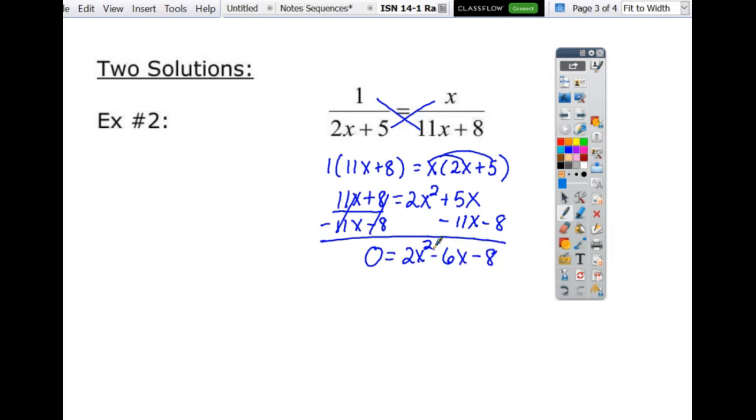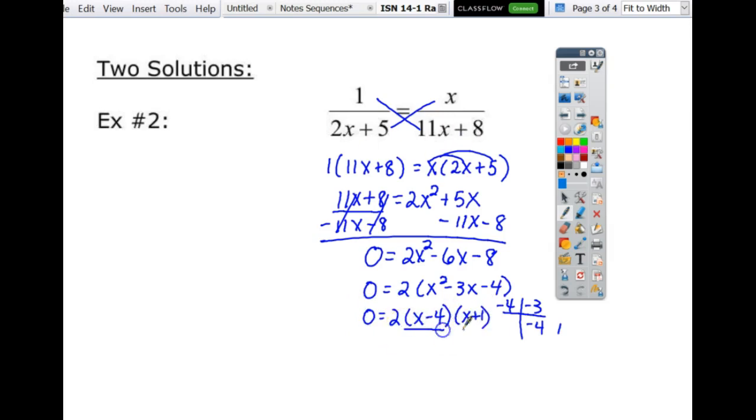So I'm going to go ahead and factor out a 2. And this will factor. So I get -4 and +1. And to get the answers then, I'm going to set this equal to 0 and this equal to 0. The 2, it doesn't have an x, so I'm not going to get a solution from that. But I'm going to set x minus 4 equal to 0 and x plus 1 equal to 0. So I get x equals 4 and x equals -1.